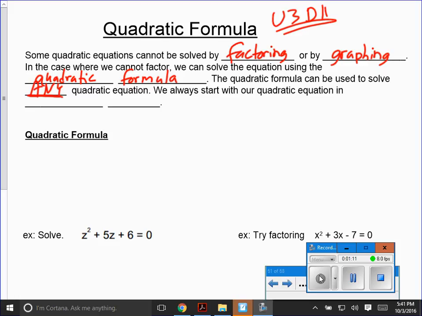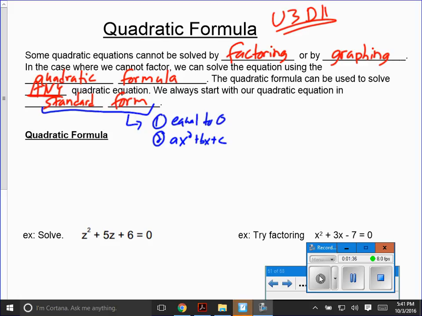Just like with the other ways, we always start with our quadratic equation in standard form before we solve. Alright, remember the reasons we look for standard form. First, that it's equal to 0. And 2, it has that descending order, so it's very easy to pull out A, B, and C. Because when we factor, or we graph, or what you'll see with the quadratic formula, those A, B, and C numbers are the ones we actually use to solve.